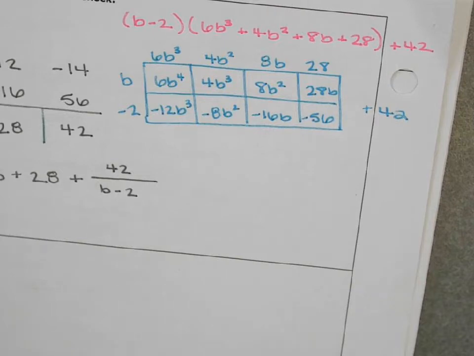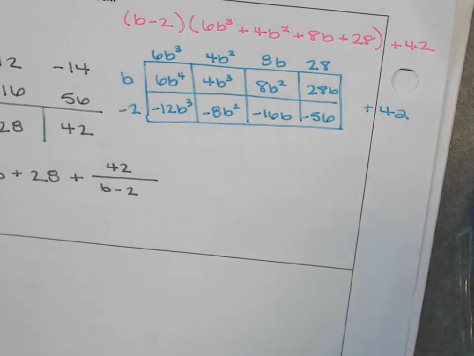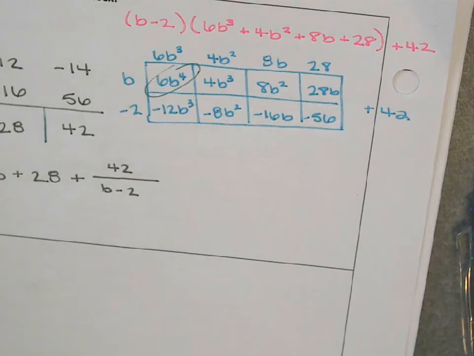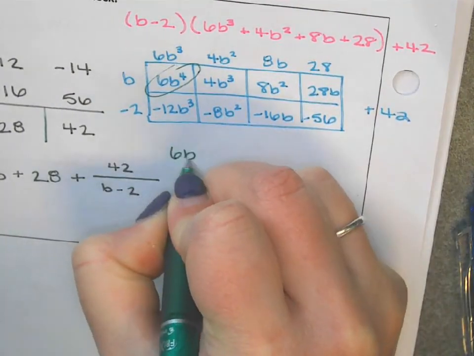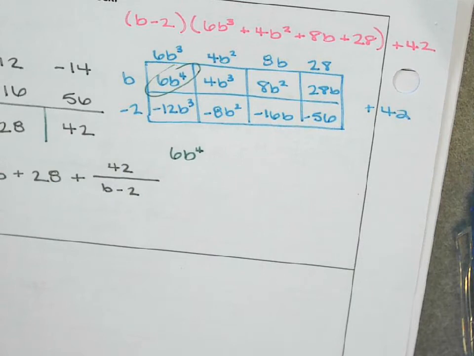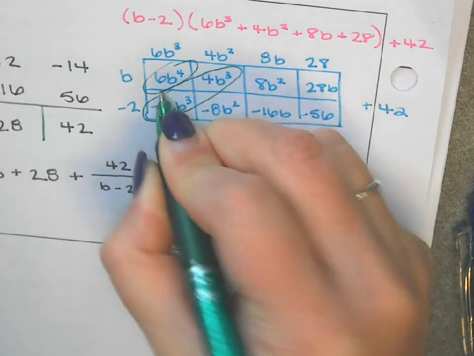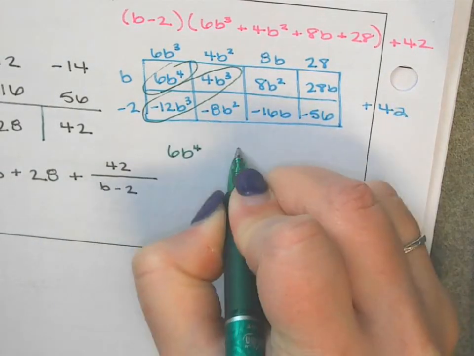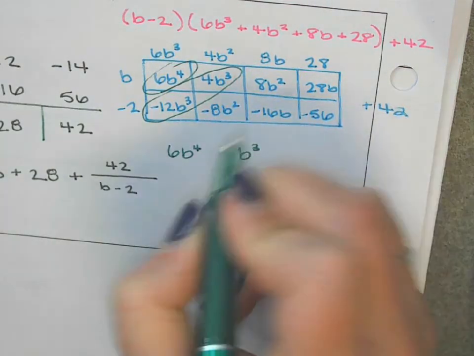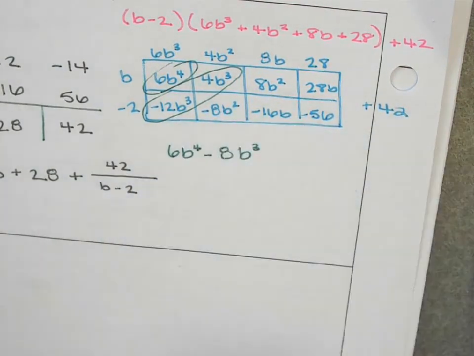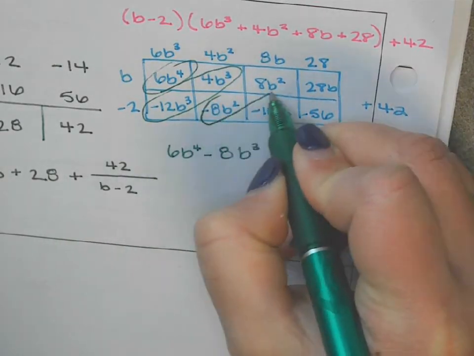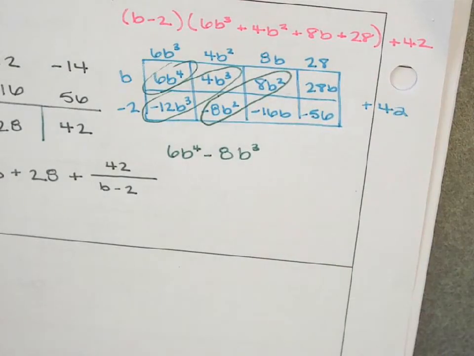Now it's nice because my like terms are kind of almost lined up. They're just lined up on a diagonal. So my answer is 6b to the fourth, or actually not my answer, but what my original thing is supposed to be, is 6b to the fourth, negative 12b to the third, and 4b to the third is how many b to the thirds? Minus 8b to the third. Okay. Negative 8b squared and a positive 8b squared. How many b squareds do I have? 0b squared.